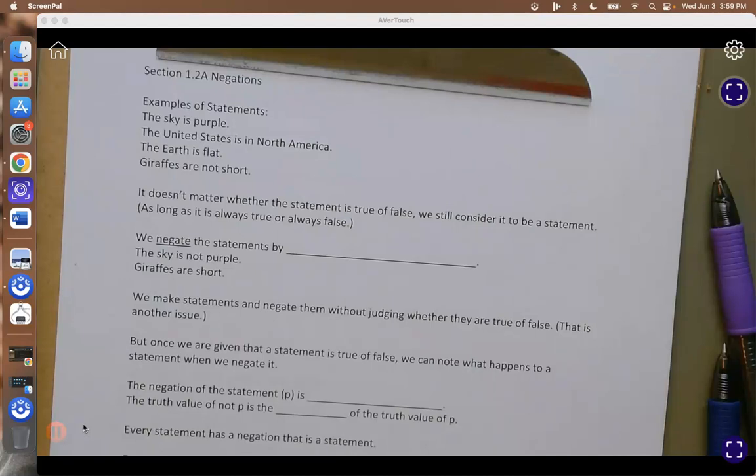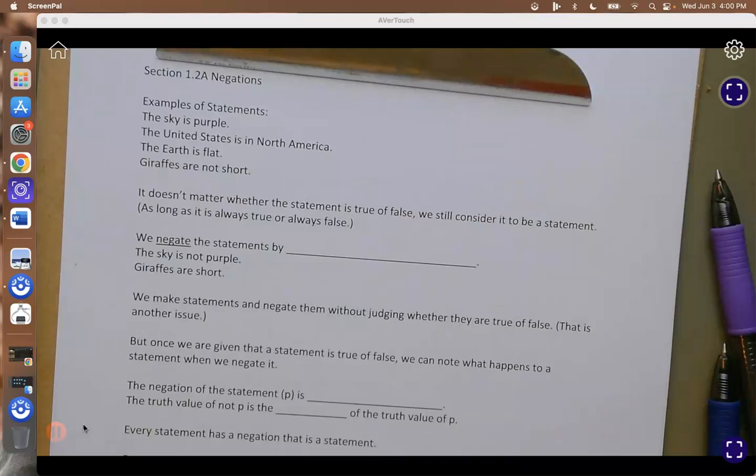So here are some statements. Remember, statements are either always false or always true. The sky is purple. That is false. The United States is in North America. That is true. The earth is flat. That is false. Giraffes are not short. That is true. It doesn't matter whether the statement is true or false. We can still consider it to be a statement as long as it's always true or always false.